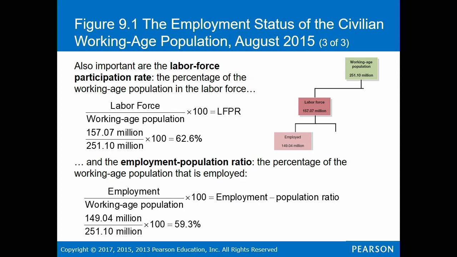And the last major one is the employment to population ratio, the percentage of the working age population that is employed. Back in August 2015, it was 59.3%, so almost 60% of the working age population had a job. Now this might seem low, but remember this includes full-time students that aren't working, retirees, and people that stay at home and take care of their family.